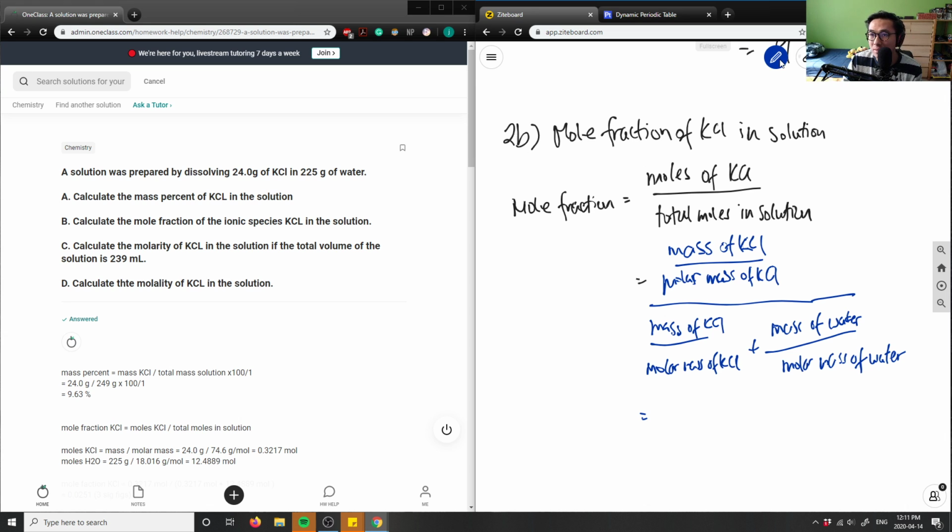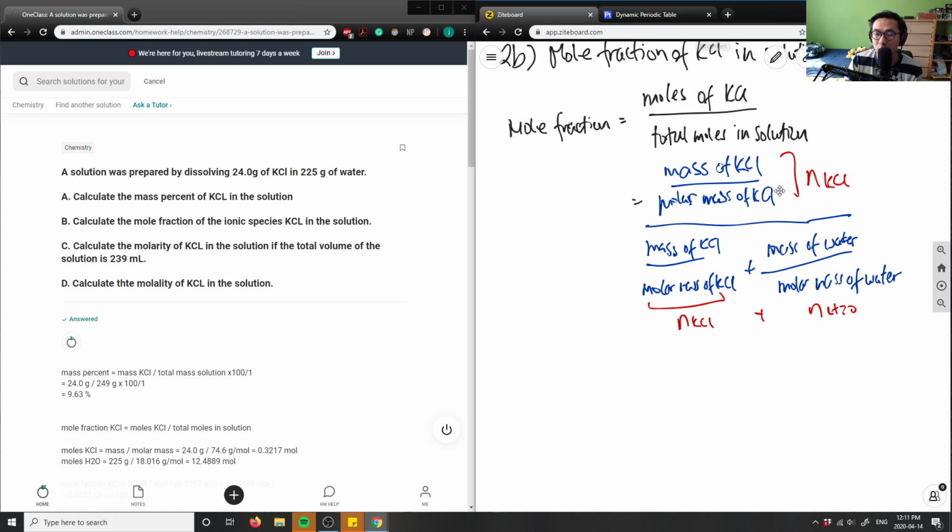This here is n KCl, so the moles of potassium chloride. This here is also the moles of KCl, and this is the moles of H2O, right? So that's all we're doing here. We're taking the moles of KCl and dividing it by the total moles in solution, which is both the moles of potassium chloride and the water.